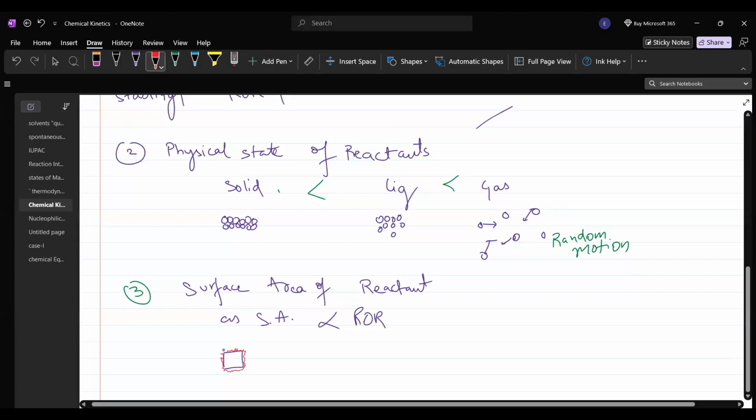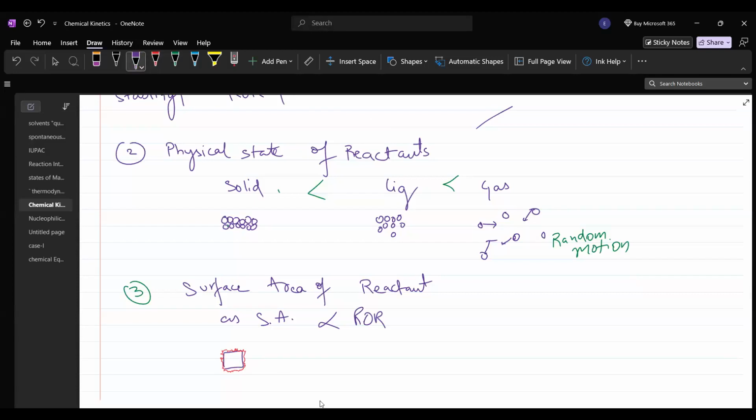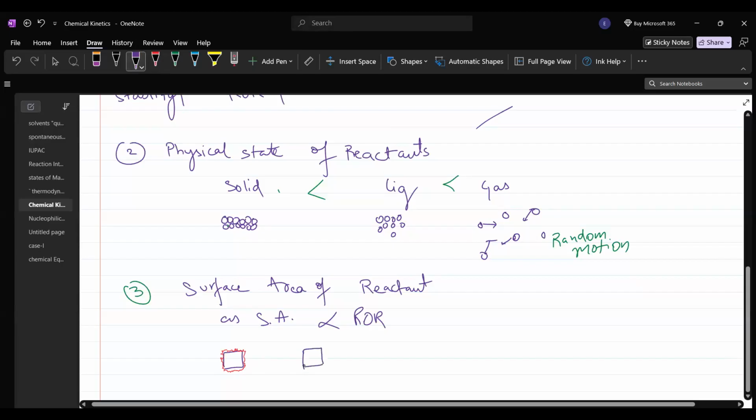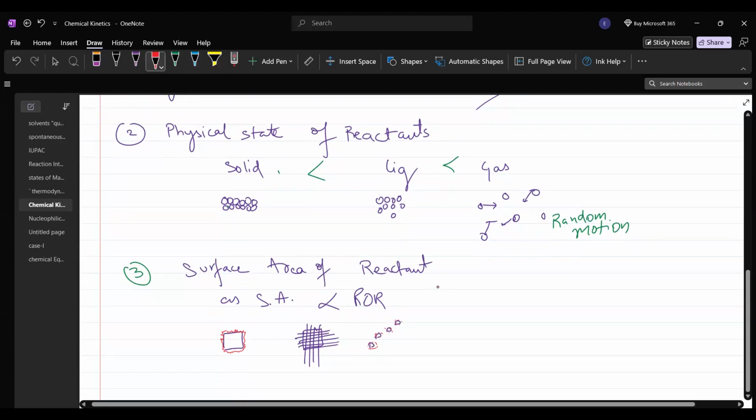Can react, right? But let's cut this salt thing into several parts. So we will have thousands of pieces. Are you getting this? We have thousands of pieces which have got exposed with the other thing, so that it can react, right? So this one is also quite logical. Kindly note this down.